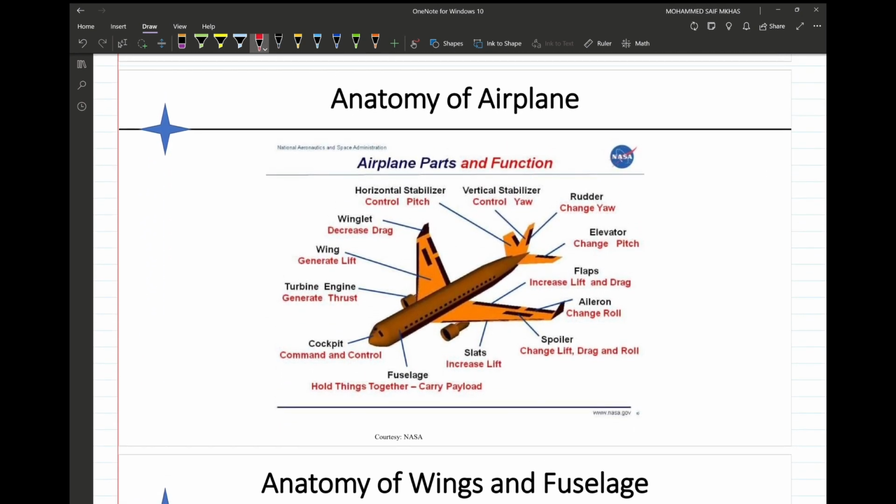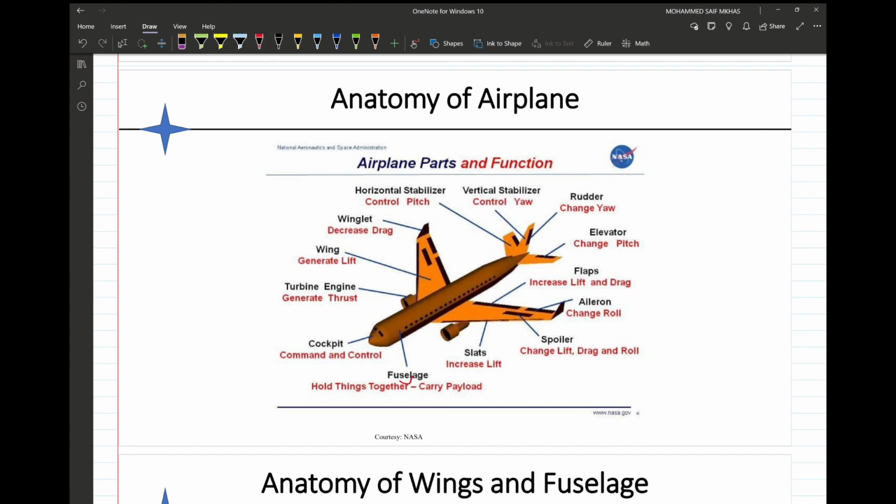So let's start with the motion of the airplane itself. We have yaw, pitch, and roll. Yaw is when the airplane goes left or right. Pitch is going up or down. And roll is when the whole airplane, from the wings, rolls around a specific axis going through the fuselage itself.